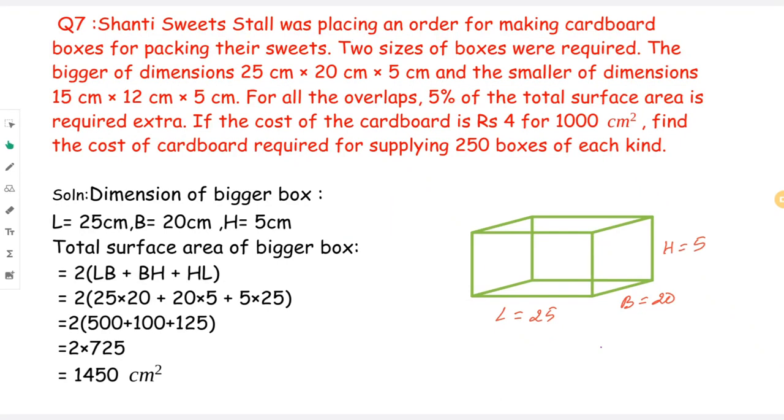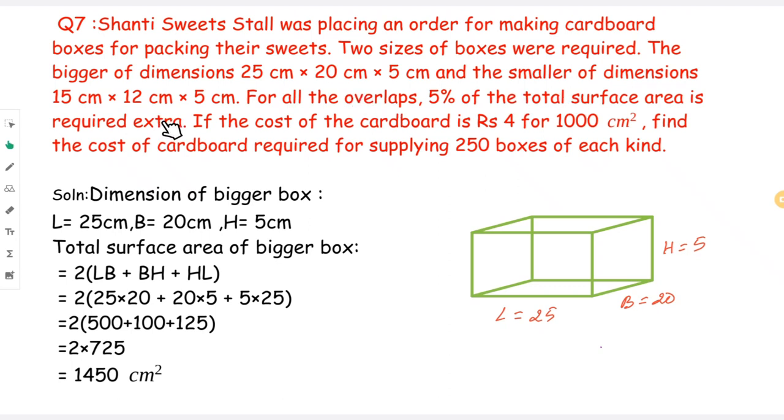10.1, question number 7. Shanti sweet stall was placing an order for making cardboard boxes for packing their sweets. Two sizes of boxes were required, right? The bigger of dimension 25 into 20 into 5 and the smaller of dimension 15 into 12 into 5. For all the overlaps, 5% of the total surface area is required extra.